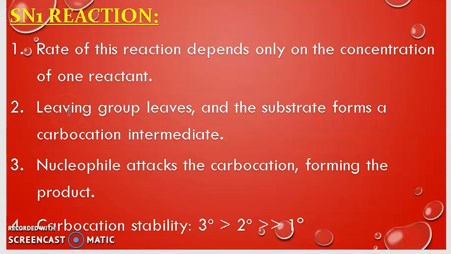Once the leaving group leaves from the substrate, a carbocation is formed as an intermediate. Then in the last step the nucleophile attacks the carbocation, forming the product. So in the intermediate state the carbocation is formed. The order of carbocation stability is that a tertiary carbocation is more stable than a secondary carbocation, and a secondary carbocation is more stable than a primary carbocation. These are the orders of carbocation stability.